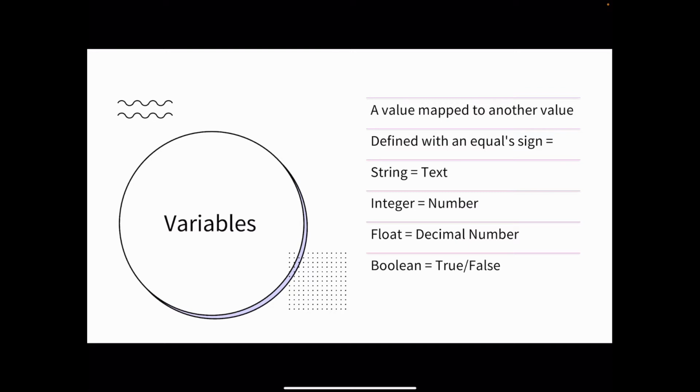And then you have Boolean objects, which is all something that is true or false. It's very binary. It's 1 or 0. It is either true or it is false. There is no in between.